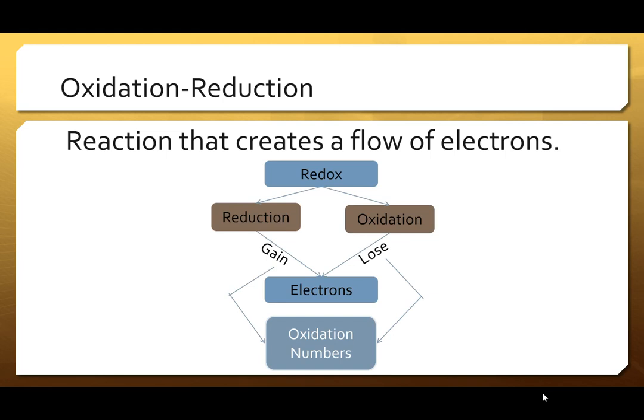So remember, a redox reaction is a reaction that causes a flow of electrons. So somebody in the chemical reaction is going to gain electrons. Somebody in the chemical reaction is going to lose electrons during that chemical reaction. And the way that we monitor that is using oxidation numbers. That's how we define gain and loss of electrons.